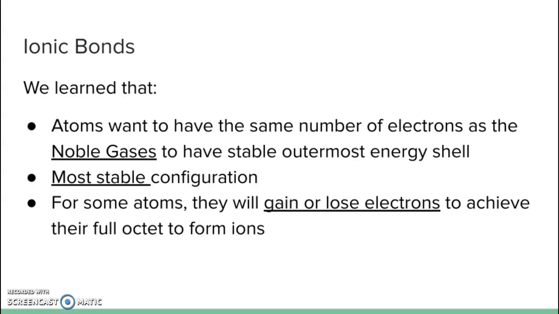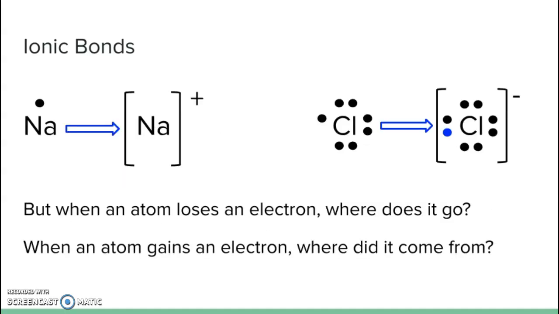So we have learned, right, as of yesterday, that atoms want to have the same number of electrons as noble gases, right? They want to become stable. They want to have that full octet. Okay, because as I said, it's the most stable configuration. And so some atoms want to gain or lose electrons to achieve this full octet. An example we looked at yesterday was sodium, which wanted to get rid of that one electron. And when it got rid of that one electron, it formed an Na plus 1, right?